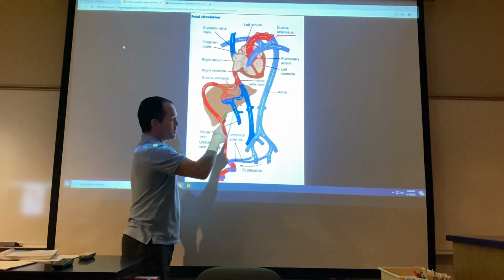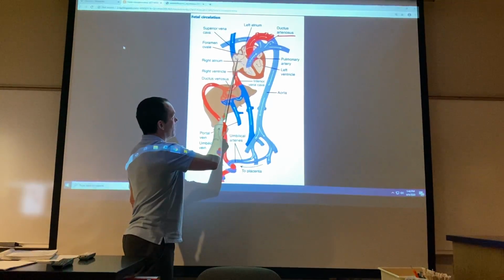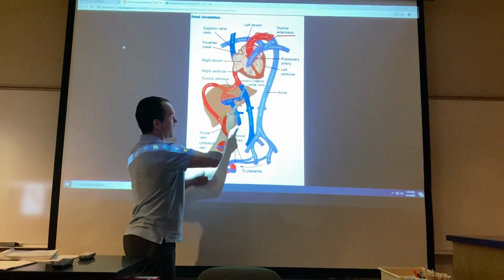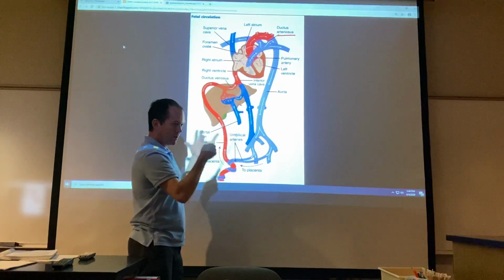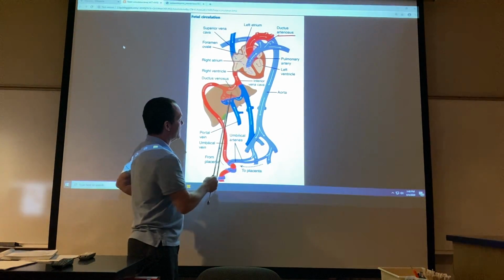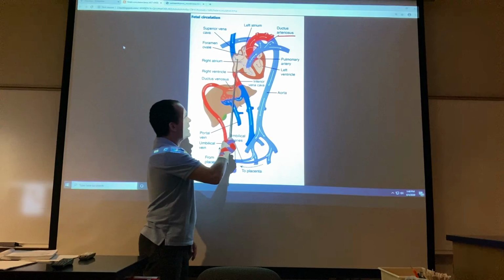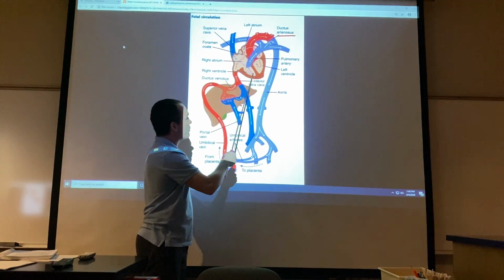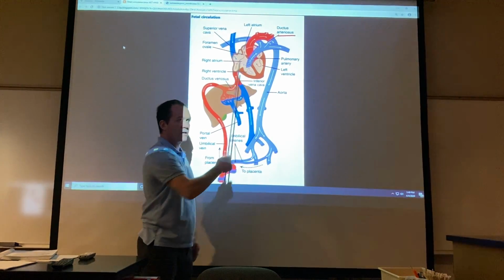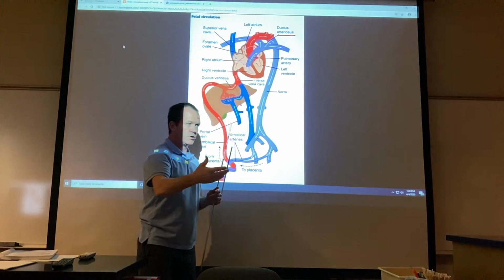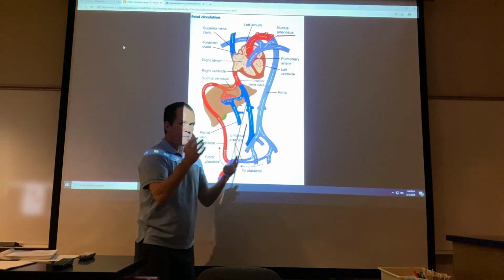Now, in an adult heart or in a newborn heart, that blood would go from the right atrium to the right ventricle and then off to the lungs to get oxygenated. Well, like I said, that's not occurring here. Oxygen's already provided. So what we want to do instead is, instead of separating the right and left halves of the heart to provide a pulmonary circuit and a systemic circuit, we want to mix them.